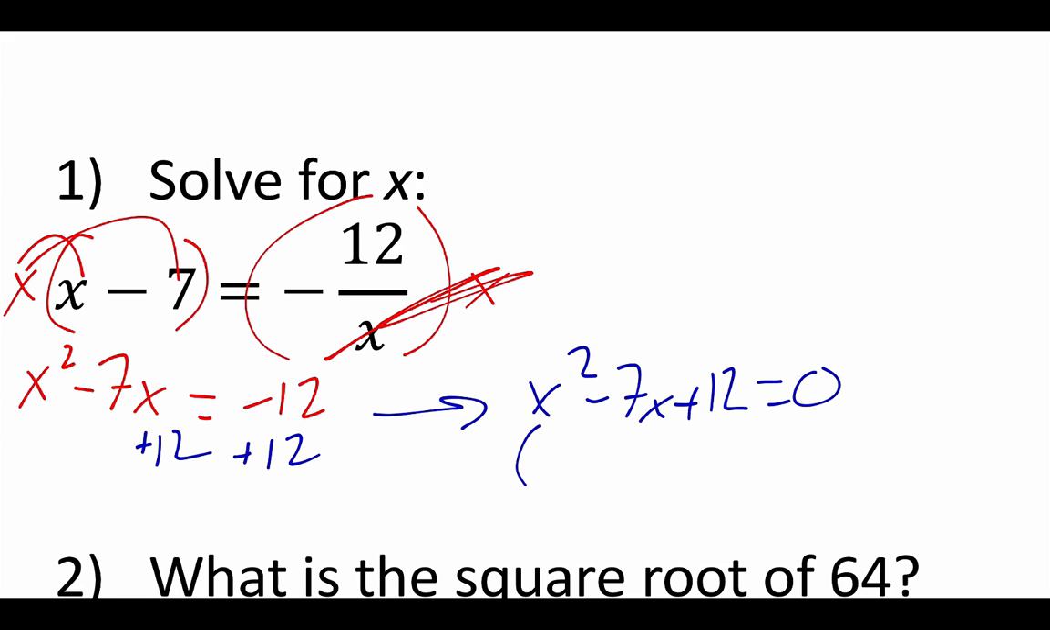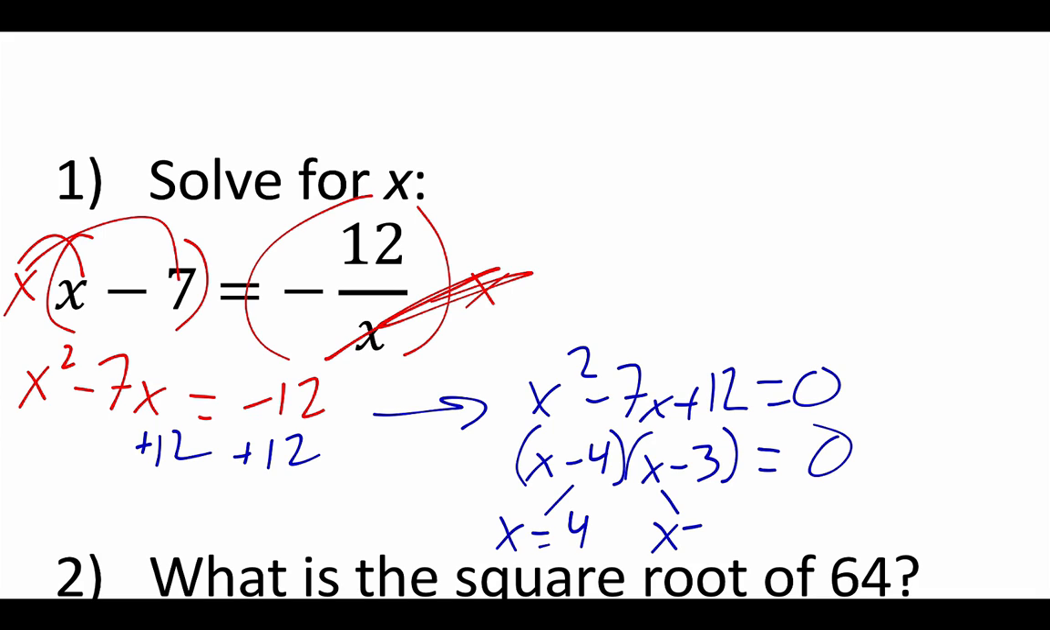From here, we can use our handy factoring skills. So we have two numbers, x minus 4 and x minus 3, because negative 4 times negative 3 will give us that 12, and negative 4 plus negative 3 will give us that negative 7. From here, we can just say x equals positive 4 and x equals 3, using that zero product property. Remember, if that step feels uncomfortable to you, just take each of those pieces, set them equal to 0, and solve for x.